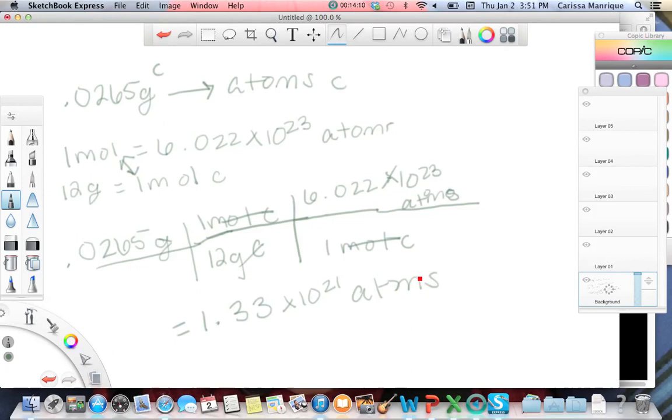Okay? And so that tells me if I weighed out 0.0265 grams of carbon, that has 1.33 times 10 to the 21 atoms in it. That's a ton of atoms. Okay? And that's the longest the conversion can go so far, from a gram to an atom. And I could go backwards. I could give you atoms and go to grams, but it wouldn't really be any different than what we just did here. So practice this and let me know if you have any trouble with it.